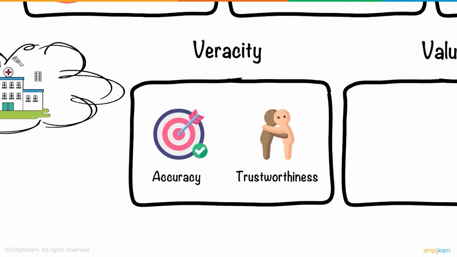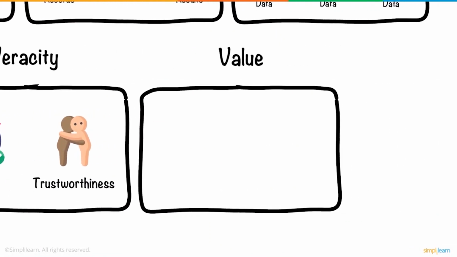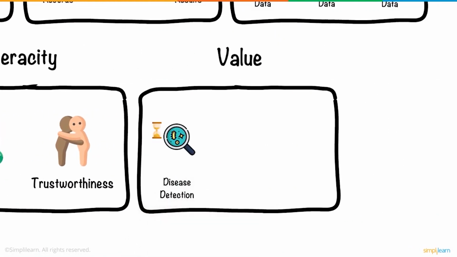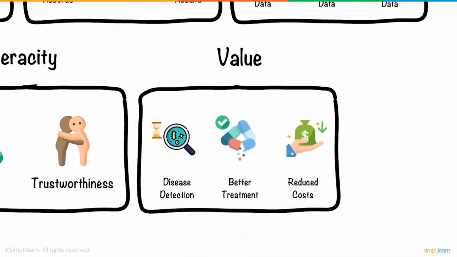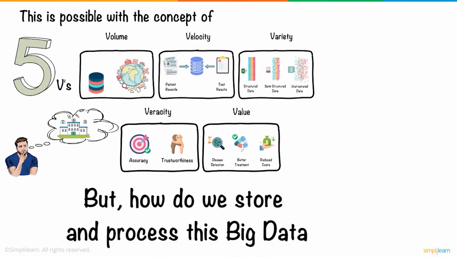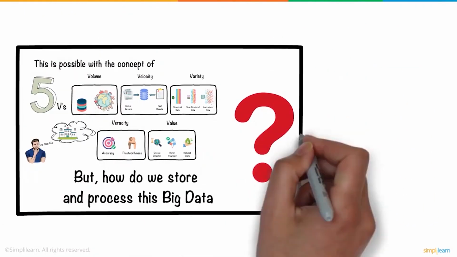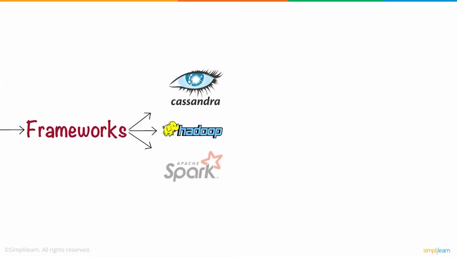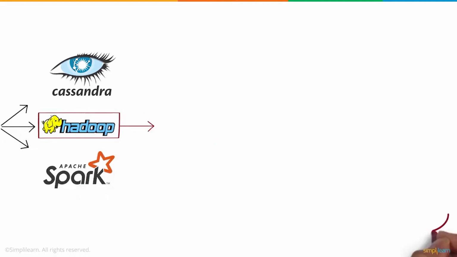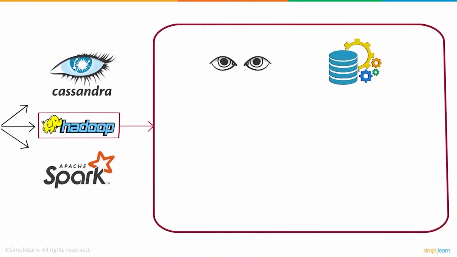Accuracy and trustworthiness of the generated data is termed as veracity. Analyzing all this data will benefit the medical sector by enabling faster disease detection, better treatment, and reduced cost. This is known as the value of big data. But how do we store and process this big data? To do this job, we have various frameworks such as Cassandra, Hadoop, and Spark. Let us take Hadoop as an example and see how Hadoop stores and processes big data.